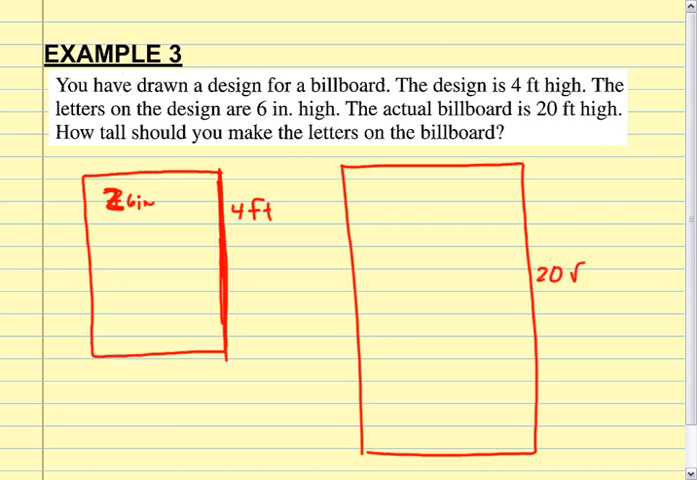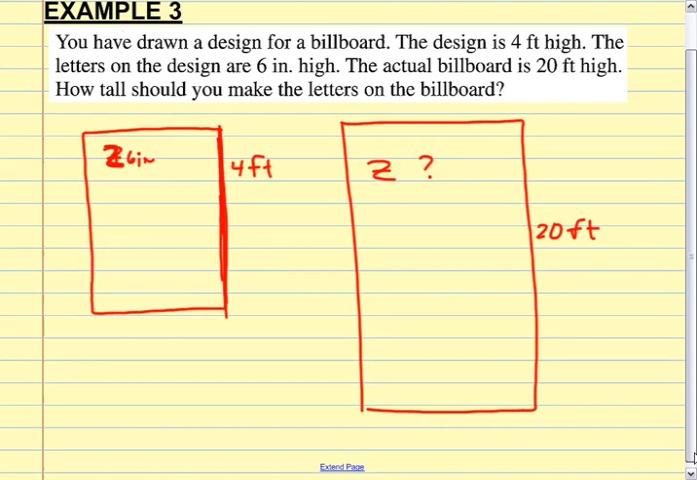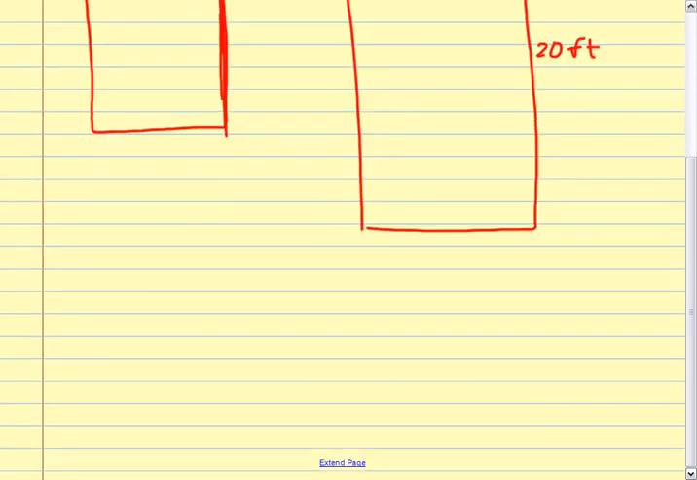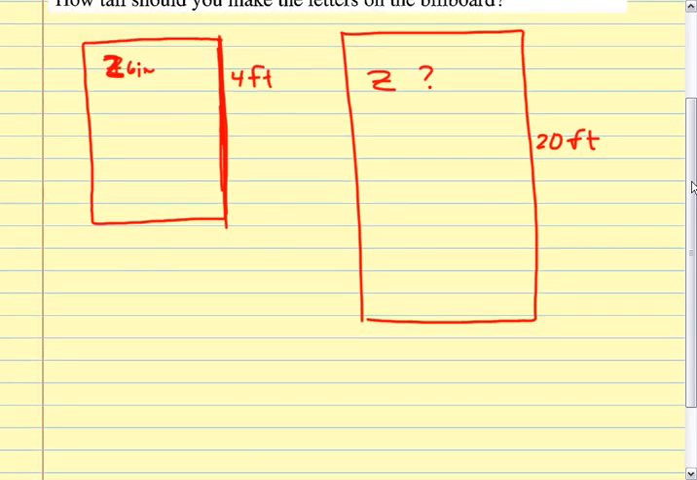All right, I always draw pictures. How tall should you make the letters on the billboard? Here's the letter Z on the billboard. How tall should it be? Can we use proportions to solve this? Yeah. We can. How am I going to set up the proportion for this one? Who can help me set up the proportion for this? Nice. Zachary. 6 inches over 4 feet. So Zachary says 6 inches over 4 feet is the same as what? Z inches over 20 feet.